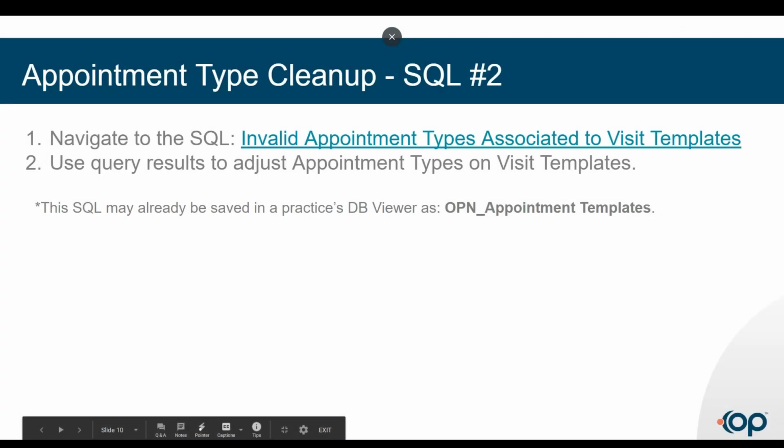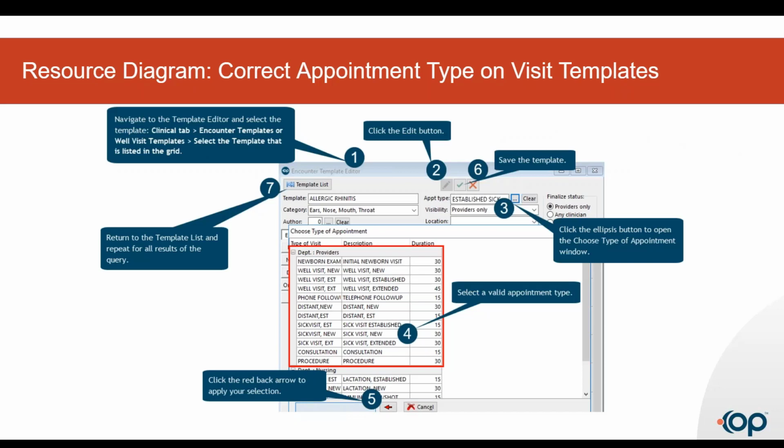Let's recap. After running the invalid appointment types associated on Visit Templates query, we navigated to the template editor. It could have been the Encounter template or Well Visit template editor, and selected the template that was listed as a result for us. We then clicked on our Edit button for that selected template and selected our Edit ellipsis to open our Choose Type of Appointment window. Within our Choose Type of Appointment window, we then selected a valid appointment type found in our appointment type table.